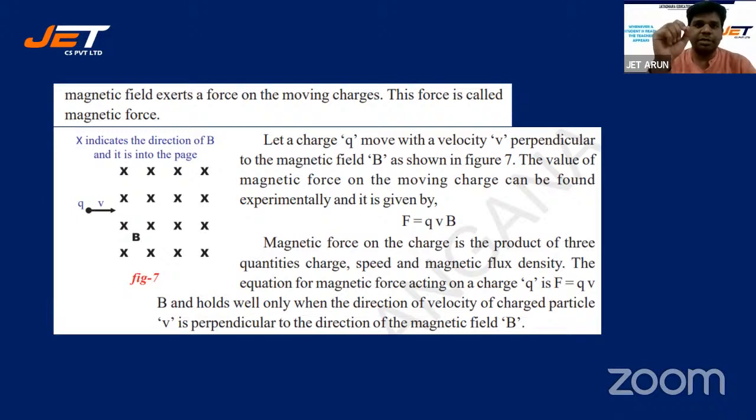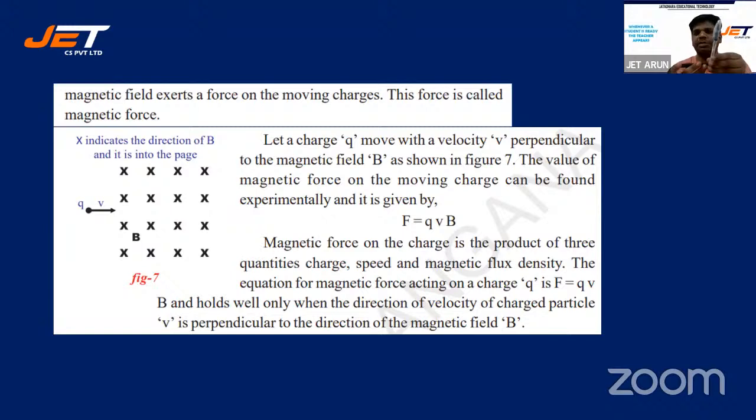So magnetic field exerts force on moving charges, and this force is called magnetic force. But it doesn't exert force in every situation. It exerts force except when the charged particle moves parallel or anti-parallel to the magnetic field. Let's say the magnetic field is towards the right. If I project the particle in this direction, then the force is 0. Or if I project the particle in the opposite direction, the force is 0. If the magnetic field and the velocity are parallel or anti-parallel, then the force is 0. In all other cases, you will have force.